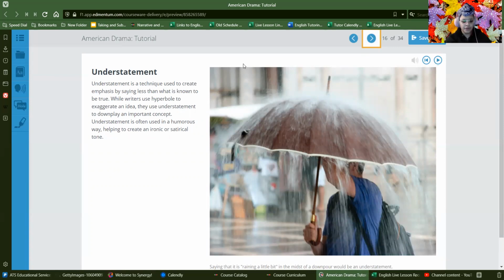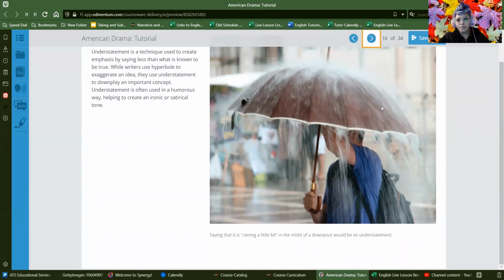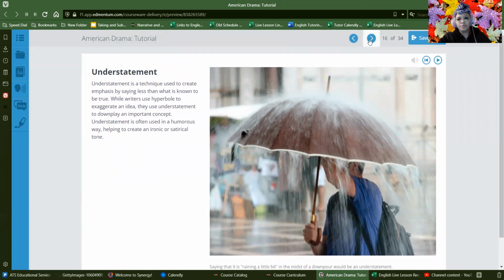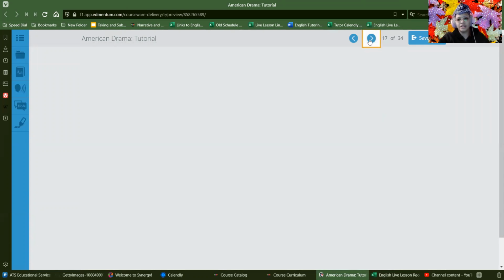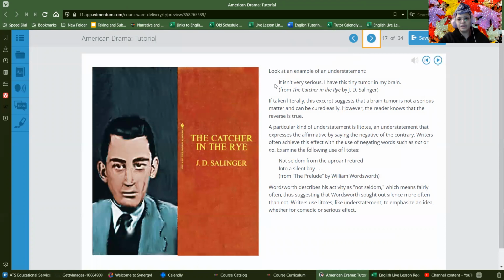So then we go into understatement. Understatement is a technique that you use to create emphasis by saying less than what's true. So pretty much, they use the example here: it's literally pouring rain, the rain looks like mist on this umbrella. And it says saying that it's raining a little bit in the midst of a downpour would be an understatement. So you're bringing attention to it by characterizing it as less than what it actually is. And then there are some other examples here.